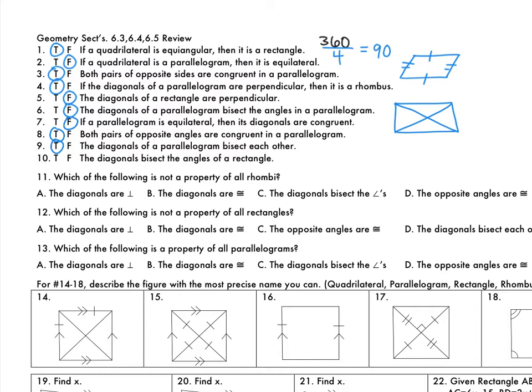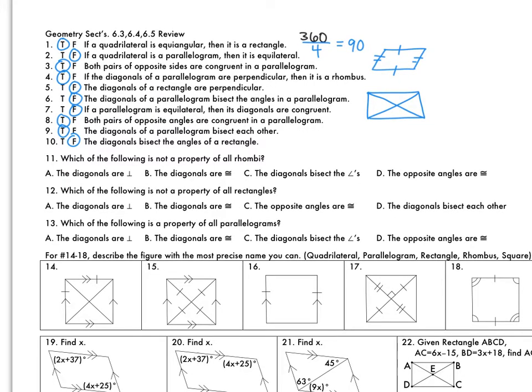Number 10, the diagonals bisect the angles of a rectangle, and that is going to be false. So the diagonals in a rhombus bisect the angles. So in a square, they also bisect the angles because it's a combination of a rectangle and a rhombus. But in a rectangle, the diagonals do not necessarily bisect the angle. So that one is going to be false. All right, moving on.